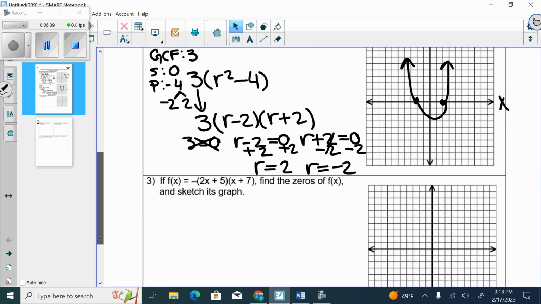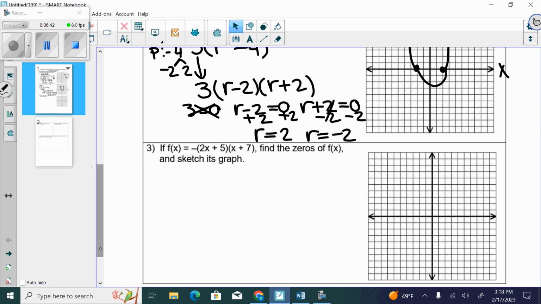Okay, so number 3, we've got our function here. They say f of x equals negative parenthesis 2x plus 5 and a parenthesis x plus 7. And then is there any other part of the equation on the other side of the equal sign? No. So I can go ahead and say that it equals 0. All right. Next, we would factor. But do we need to factor, or is it already done? Already done. We've already got our 2 parentheses. Okay? So then what do I do with my parentheses?